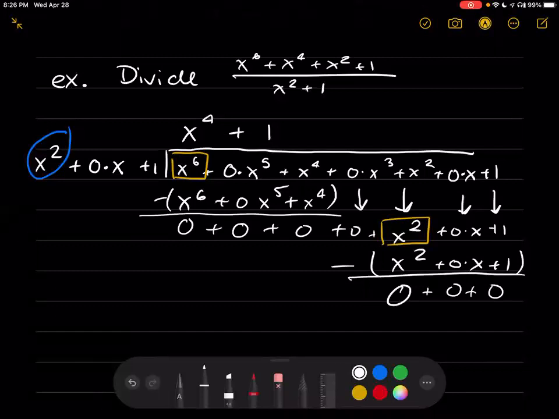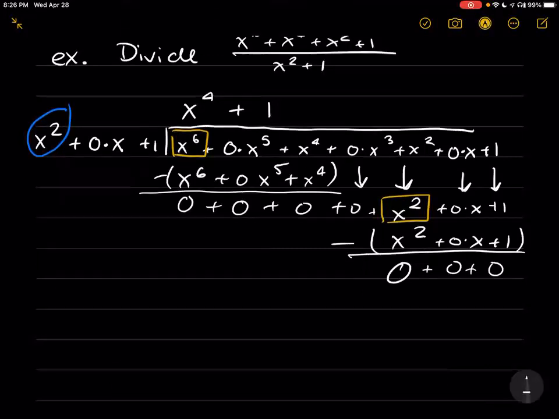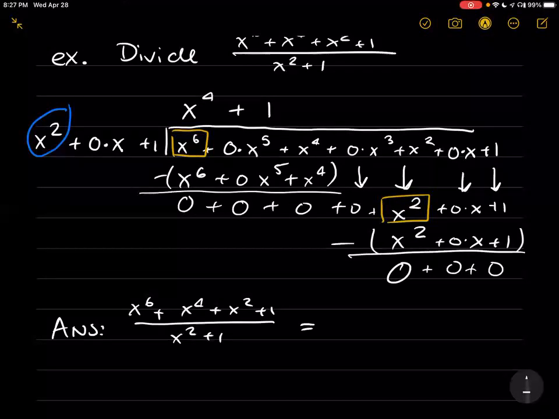There's a lot of zeros in this problem. Okay, now you'd be like, we've got all zeros. We don't have anything else to drop down. Now, if you remember from number long division, this means that you don't have any remainder. So we were dividing x to the 6th plus x to the 4th plus x squared plus 1 over x squared plus 1. So our answer is just going to be our quotient, x to the 4th plus 1. No remainder.